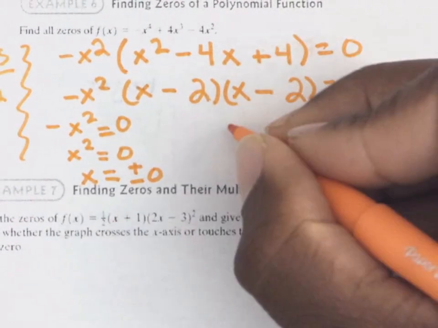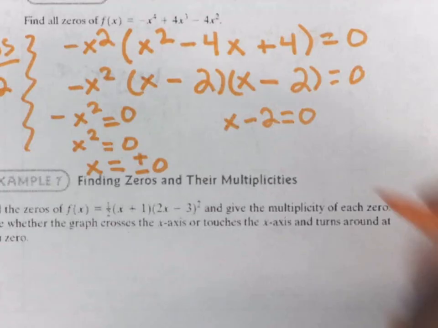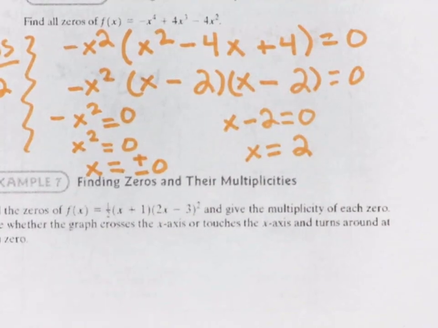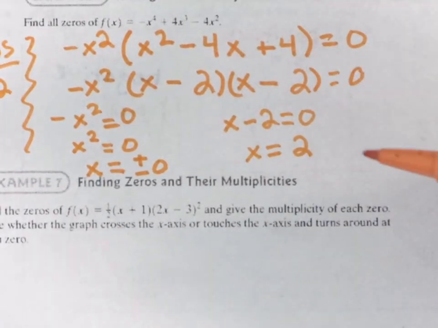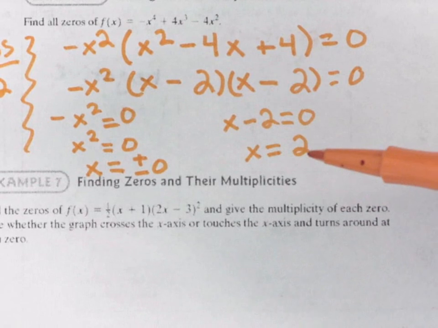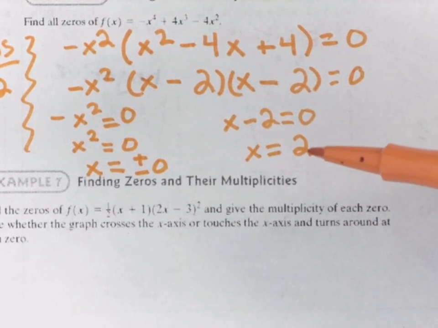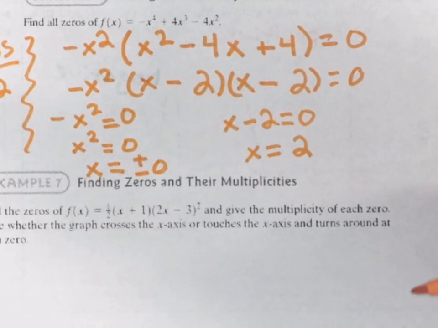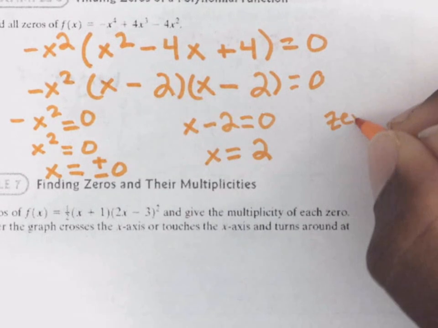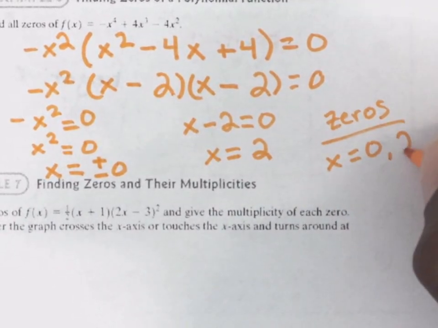Okay? My next one, I got x minus 2 equals 0. Add 2 to both sides, I get x equals 2. Now, do I need to do that again? X will still be 2. But I get this answer how many times? Twice. That's going to be important in a second. All right, so in total, I just got 2 zeros. X equals 0, 2.